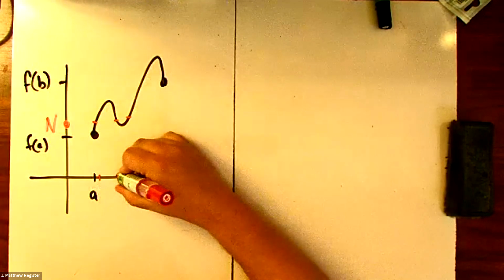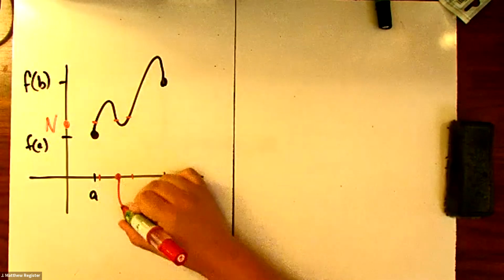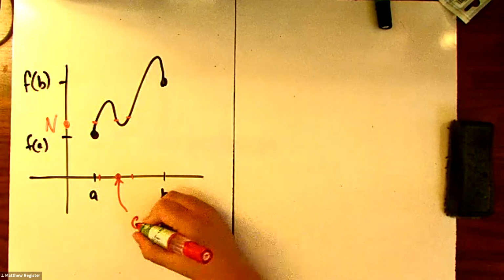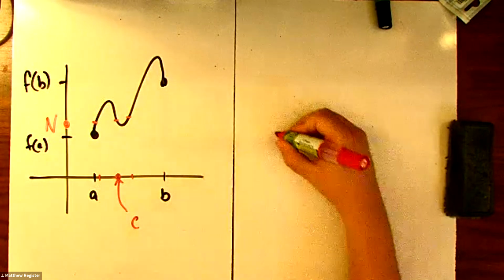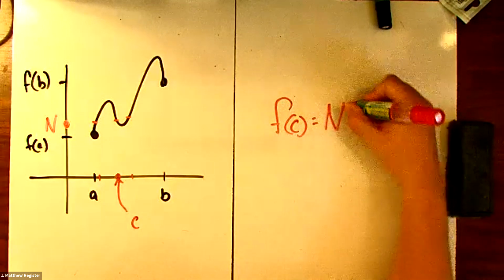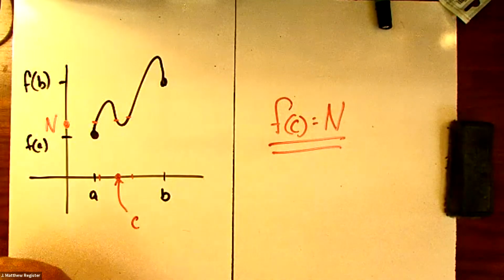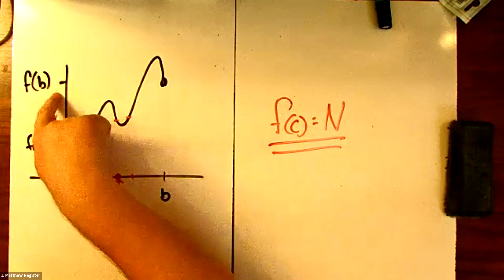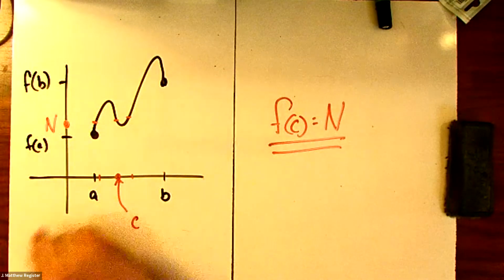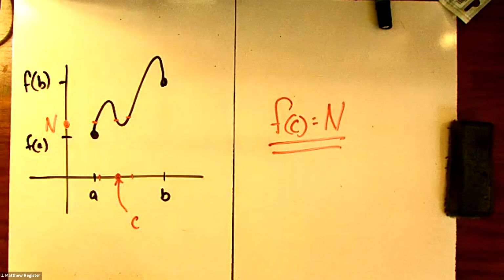We have one here, one here, one here. Does not matter which one you choose. If this value is c, then we have the property that f of c is equal to n. And so no matter what value you choose between f of a and f of b, provided this was a continuous function, there's going to be some value on this interval which gives you that y value out.